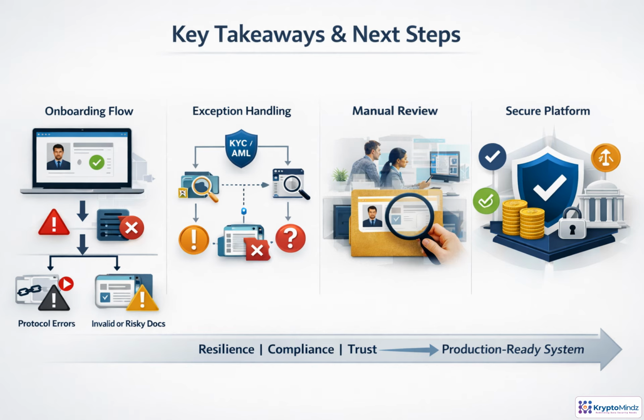You've seen that production onboarding is mostly about non-happy paths. Handle protocol errors, user drop-offs, bad or risky credentials, and trust failures by design. Route KYC and AML exceptions, support disciplined manual review, and capture audit evidence. In the next module, we'll shift from flows to the underlying mechanics: credentials, presentations, and trust checks.